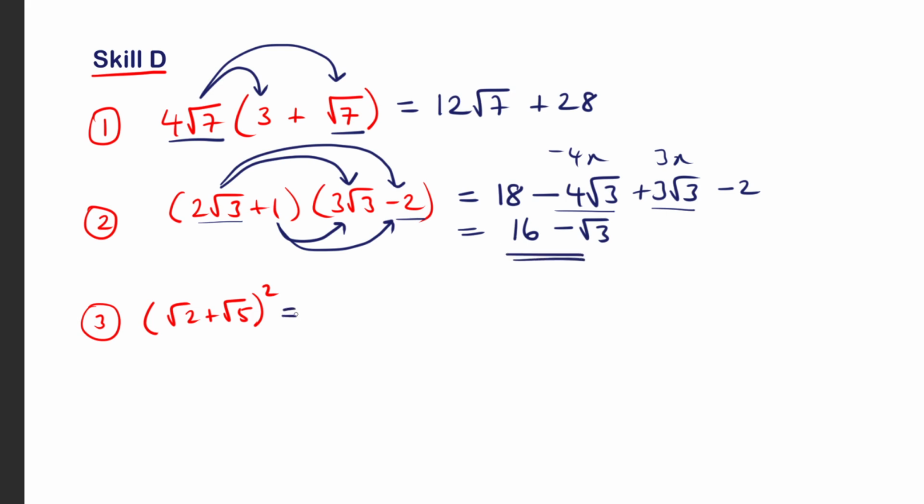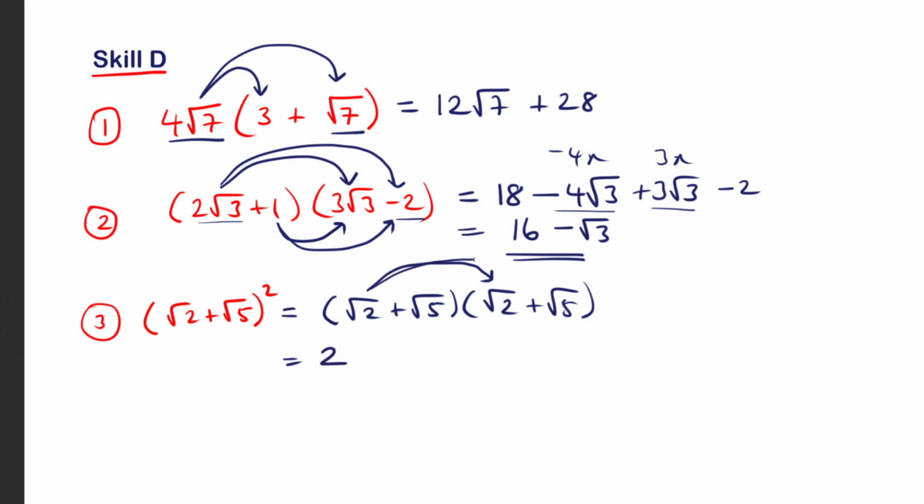Here we have a square bracket. So we're going to have to realize that when you square something, you times it by itself. So we have to do this. So it's actually a double bracket question. So root 2 times root 2. Well, hopefully now you realize that root 2 times root 2 is 2.